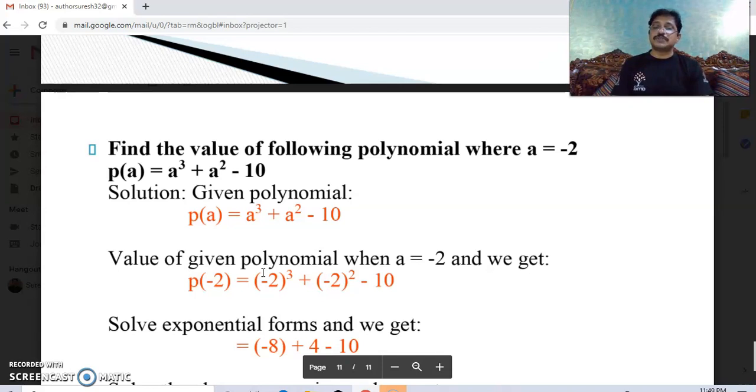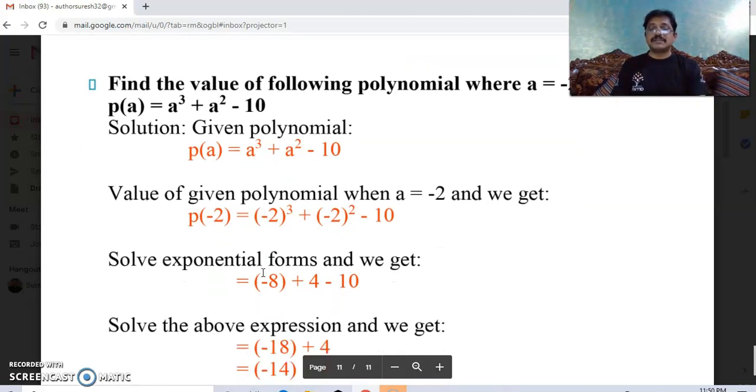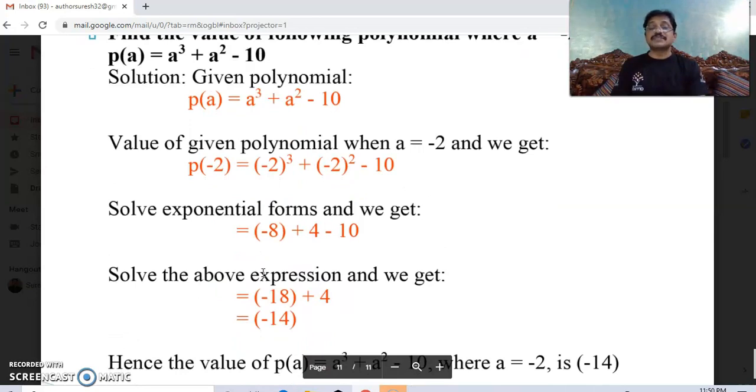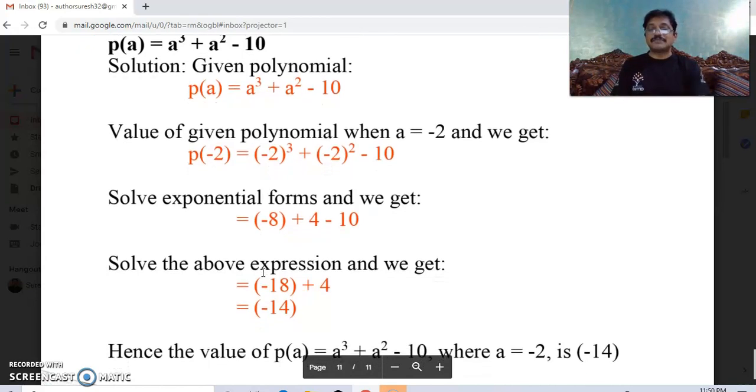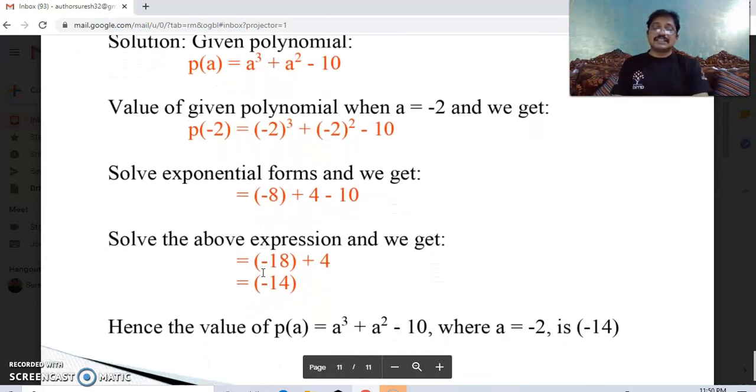So substitute minus 2 in place of a, that is minus 2 whole cube plus minus 2 whole square minus 10. When you multiply minus 2 three times, which is minus 8. When you multiply minus 2 two times, which is plus 4. And it is minus 10. So minus 8 plus 4 minus 10, that is minus 18 plus 4, which becomes minus 14. So the value of the polynomial is minus 14. Hence the value of p of a, which is a cube plus a square minus 10, at a equal to minus 2 is minus 14.